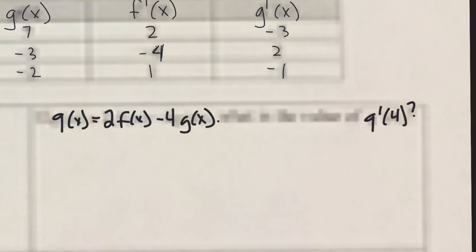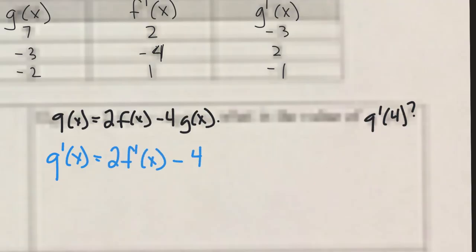This one says, okay, so here q is defined as 2 times our f function minus 4 times our g function, right, the y values. And we're asked for what is q prime at 4. So first we need to take the derivative and figure out what q prime is. The derivative of 2f of x is 2f prime. The derivative of 4g is 4g prime. The number stays put, and you put a prime on each of your letters.